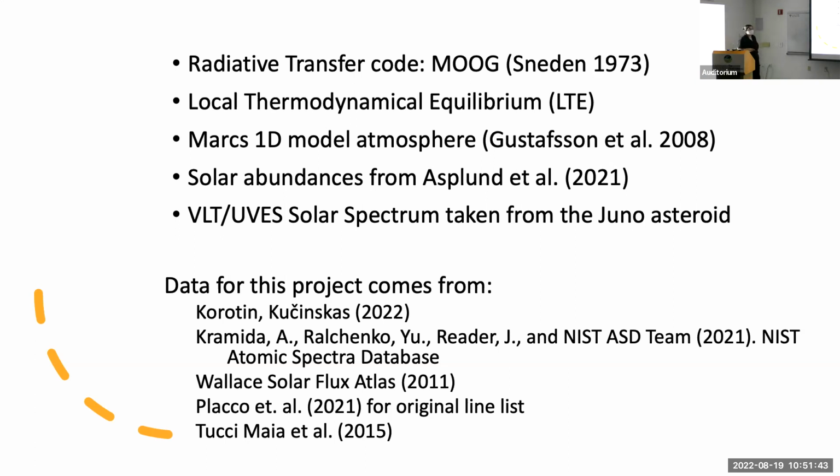The observed spectrum that I'm plotting on top of comes from the VLT UVIS interferometer, which was taken off of the Juno asteroid. And the reason we use that is because it takes the solar spectrum as a point source. So it's easier to apply it to other solar twins, because whether we like it or not, we are going to be observing those as a point source.